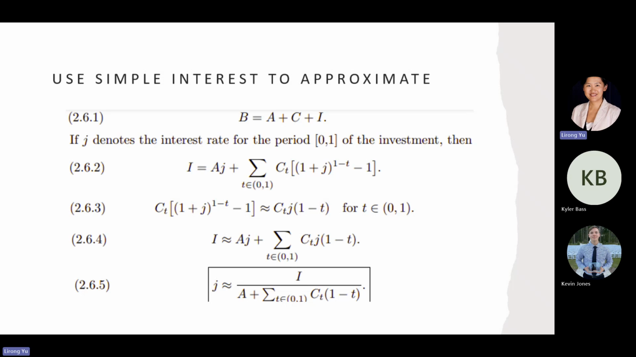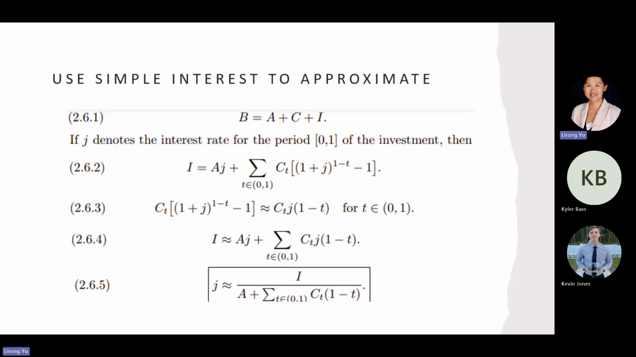Okay, but there's a small problem. Since t is any time between 0 and 1, t is a fraction, so 1 minus t will also be a fraction. This is a fractional power of 1 plus j. So this is a nonlinear equation.